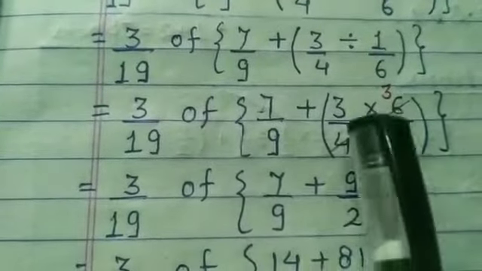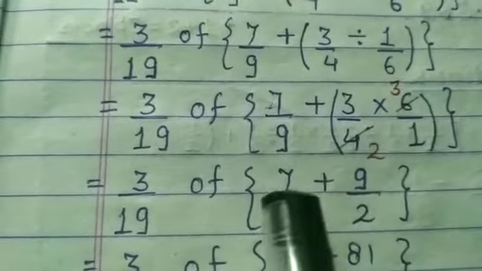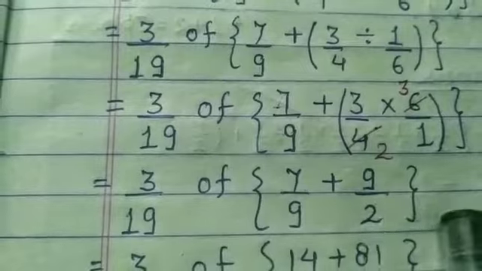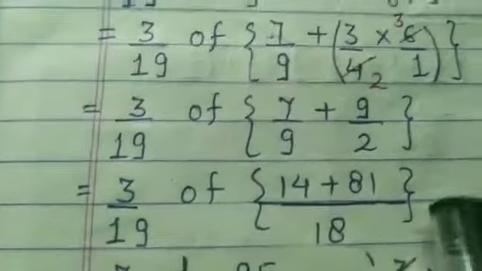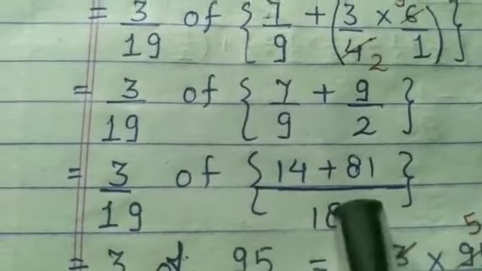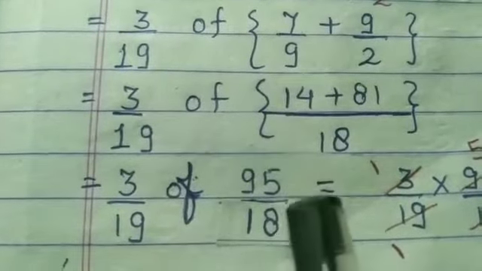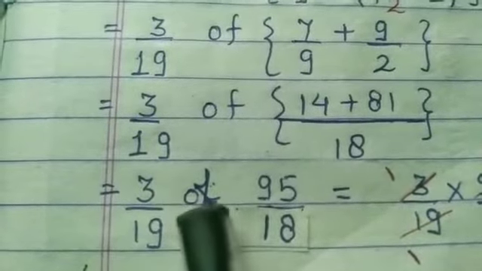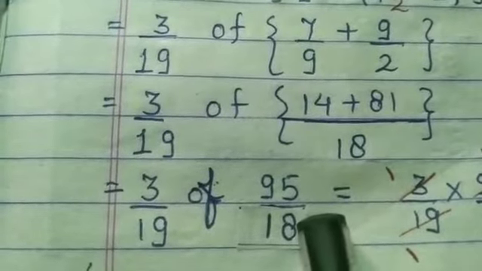Now open the small bracket. After opening the small bracket we get 7 upon 9 plus 9 upon 2. Now these two fractions are inside the curly bracket. Now solve the curly bracket by taking the LCM. We get 95 upon 18. After opening the curly bracket we get 3 upon 19 of 95 upon 18.